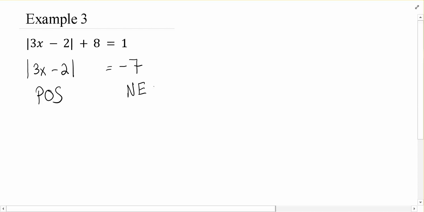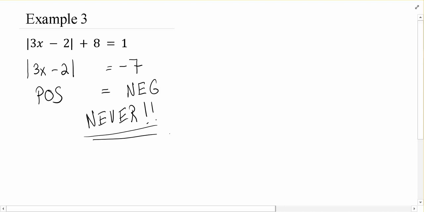The right-hand side is -7. It's a negative number. And these two things are supposed to be equal. When will a positive number equal a negative number? Never. A positive number will never equal a negative number. Therefore, we have no solution to this equation. This equation will never be true. And that's all we've got to write then is no solution.